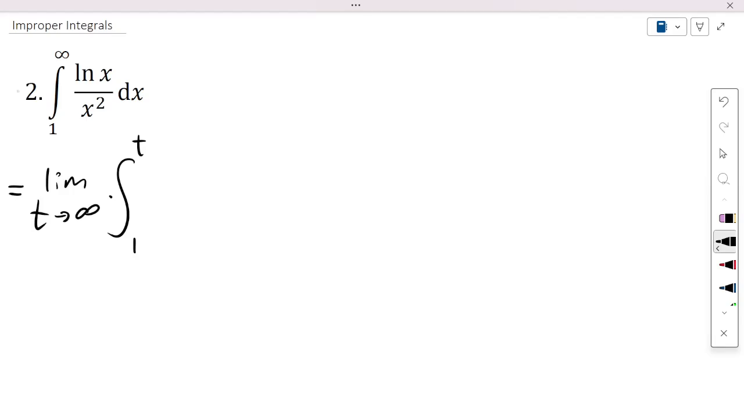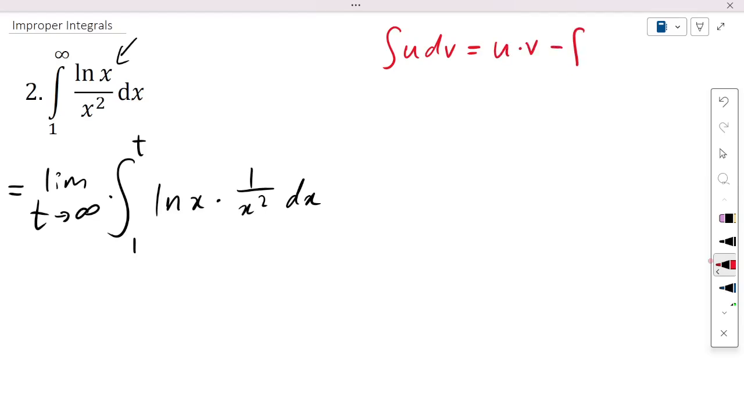Now, the only main thing that we can really do at this moment is integration by parts. And how so? Well, we can write this integrand as the natural log of x multiplied by 1 over x squared, with respect to x. We need to do integration by parts, so we're going to do it in the following format: we need to have the integral of u with respect to v, which will make it equal to u multiplied by v minus the integral of v with respect to u.